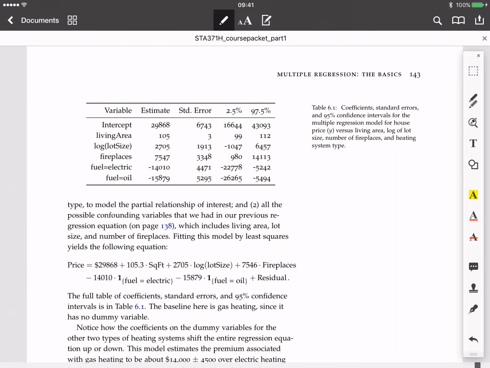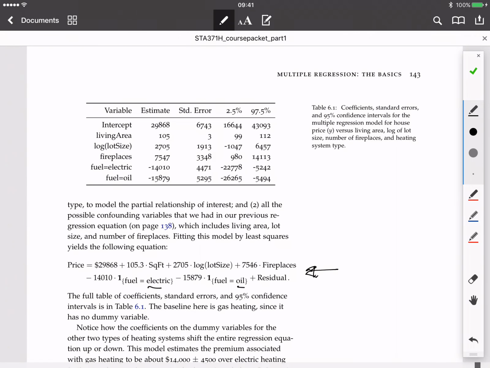And then we're also going to include all of the other possible confounding variables that we had in our previous regression equation, which had living area, lot size, and the number of fireplaces. If you want to write out the equation in terms of the partial slopes and the dummy variable coefficients, it's right here. And you notice gas is the baseline. I don't see a dummy variable here for gas heating, only for electric and oil heating.